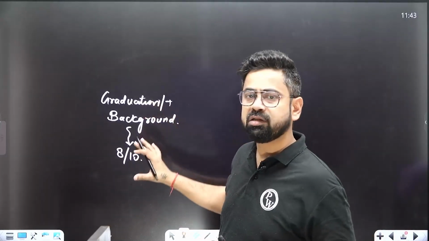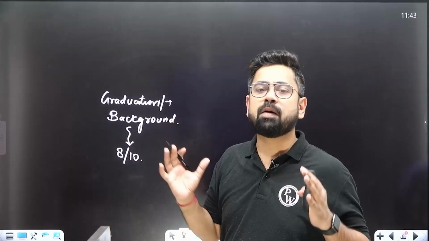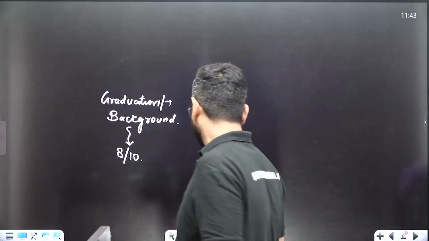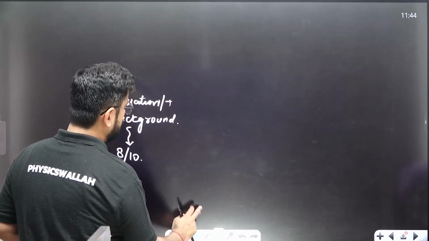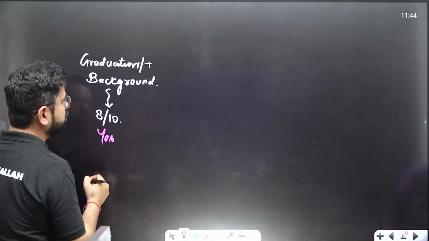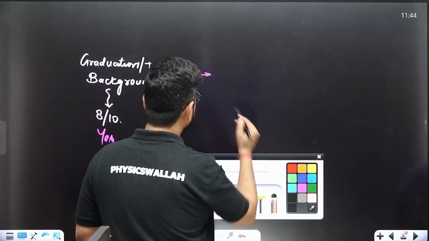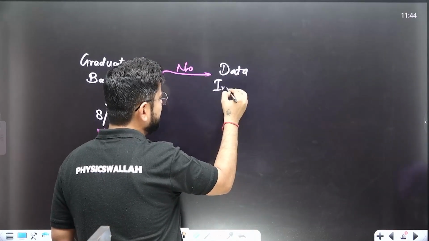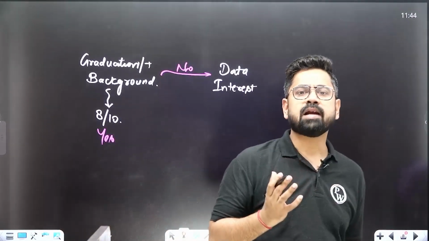If you have an amazing understanding of your background subject, for example, if you are from a history background and you have an amazing understanding of history, great, go for this subject. So if 8 out of 10, then I'll say yes, go for this topic. If no, then think about, first of all, data, then select as per your interest. So it should be a data and interest based selection.